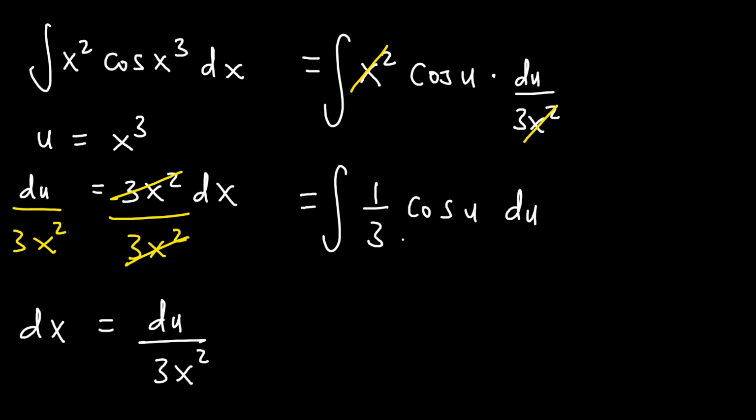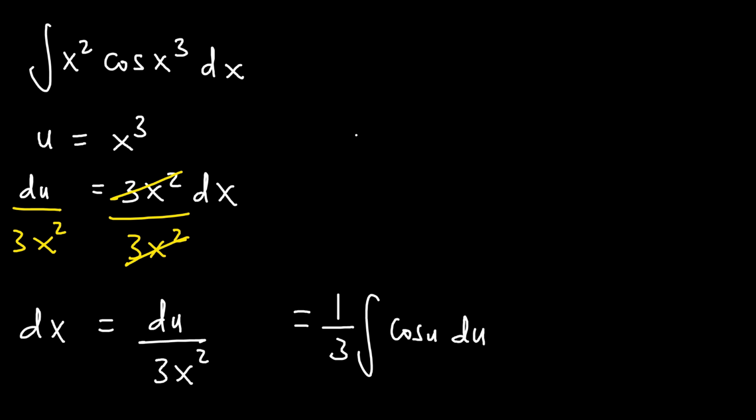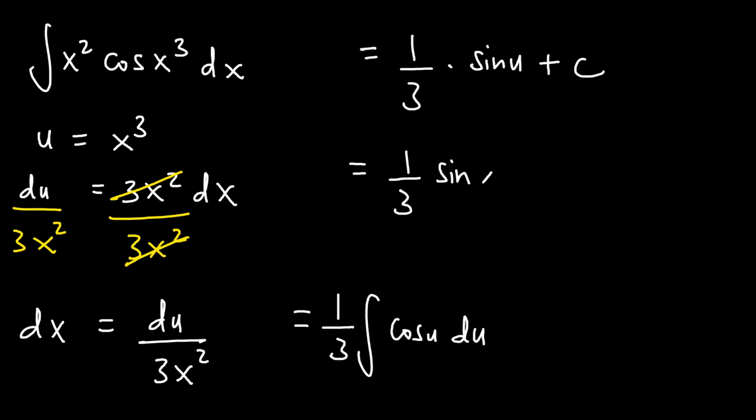And if we take out 1 divided by 3, we shall have 1 divided by 3 times the integral of cosine u du. And at this point we can integrate. So we shall have 1 divided by 3. Now when you integrate cosine u, you get sine u plus c. And if we put in u equals x^3, we shall have 1 divided by 3 times the sine of x^3 plus c.